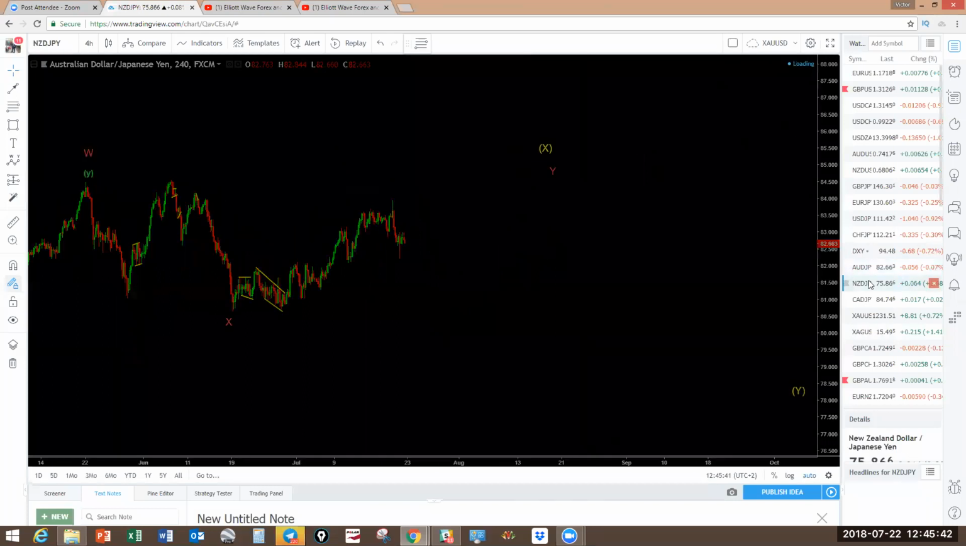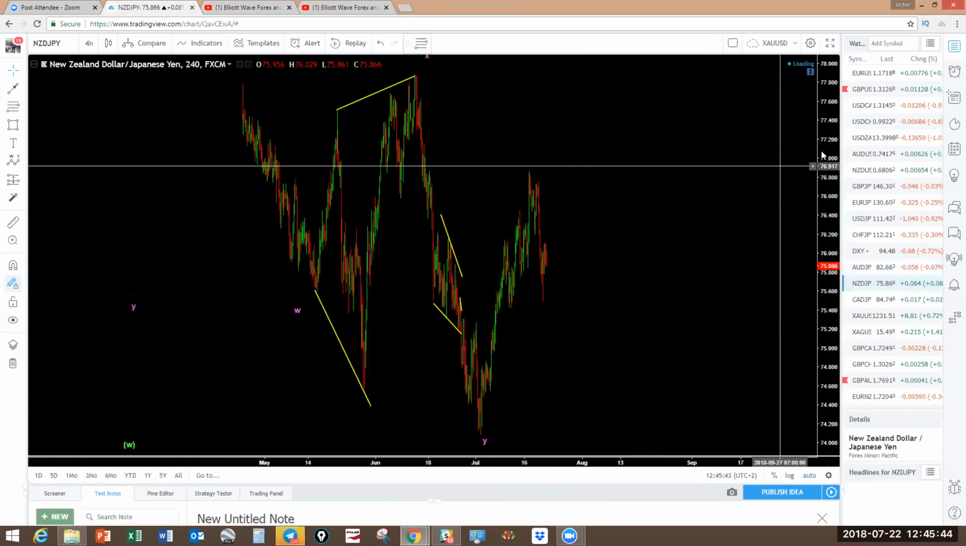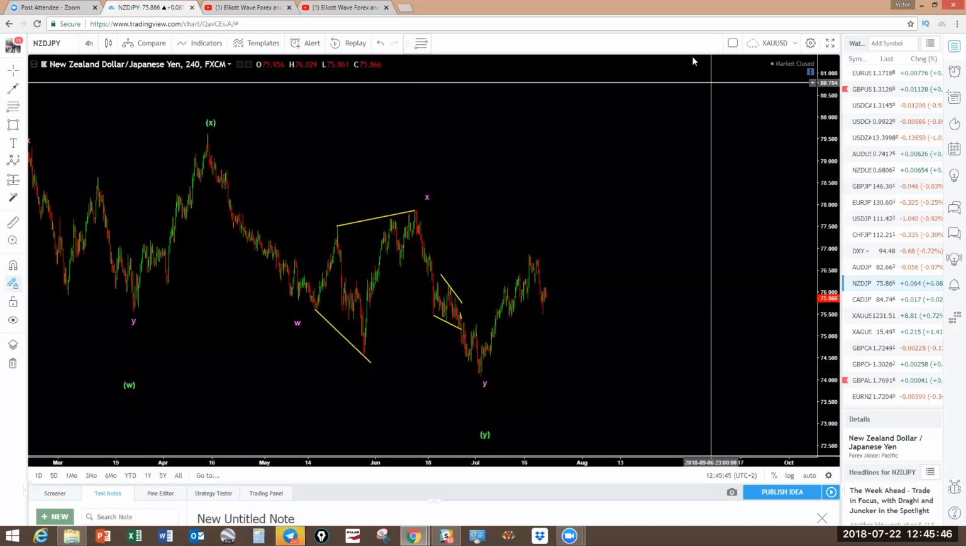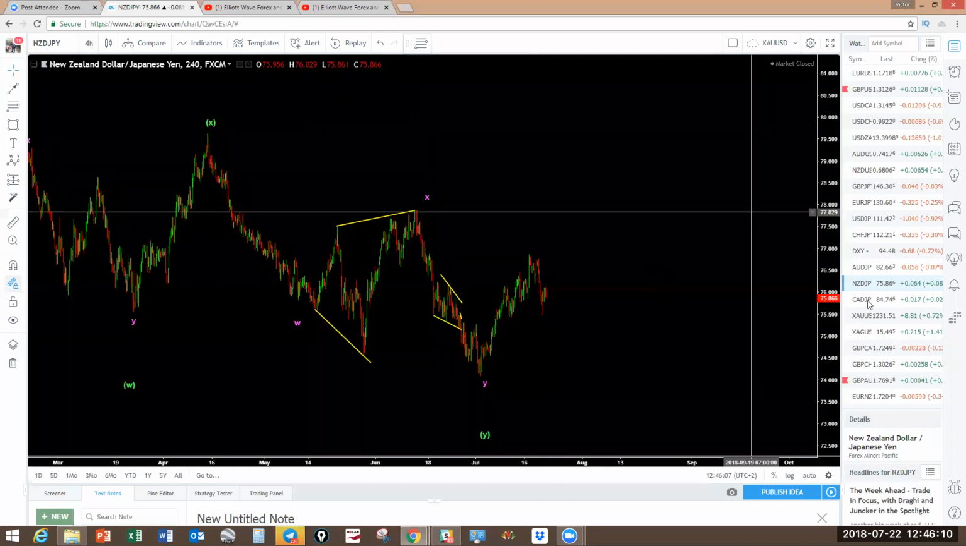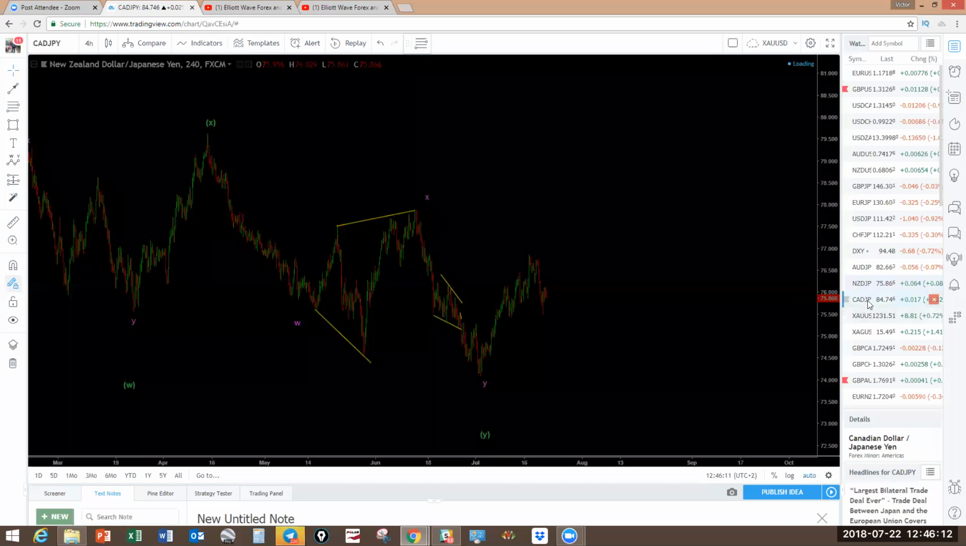New Zealand, similar to AUD, you've got an impulsive move up. Now you're getting a move to the downside, whether you're going to get this here, that, and an up move before you go down. So keep an eye on this one. This one still needs to build up this corrective structure here. Let's see how that plays out. All right. That's New Zealand, CAD, JPY.